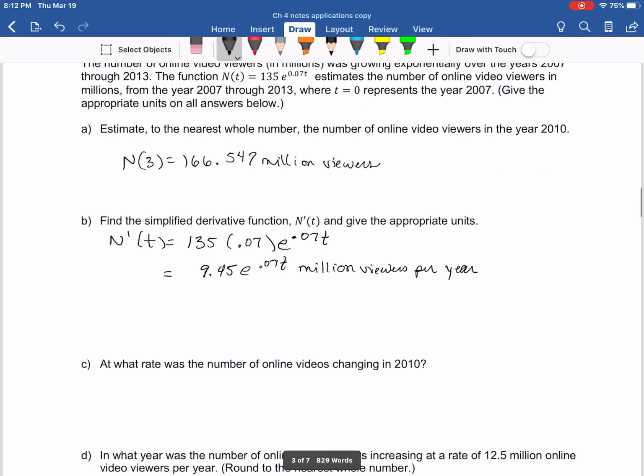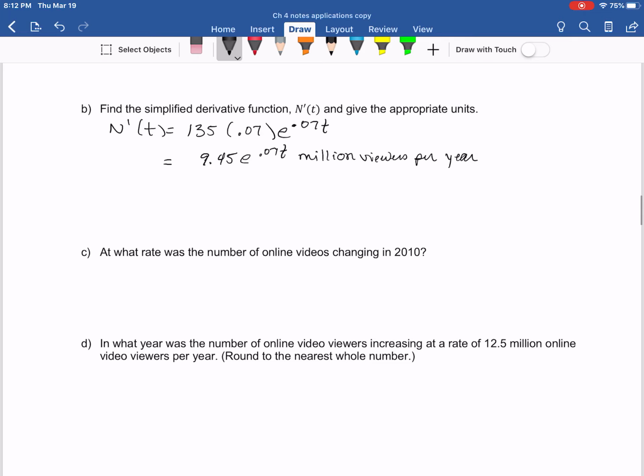Part C, at what rate was the number of online videos changing in 2010? Changing means how quickly is this graph going up or down? That's the derivative. In 2010, once again, that's 3 years after the start. We want to find n prime of 3. So use your derivative function from above, plug 3 in for the value of t. You end up getting 11.658 approximately.